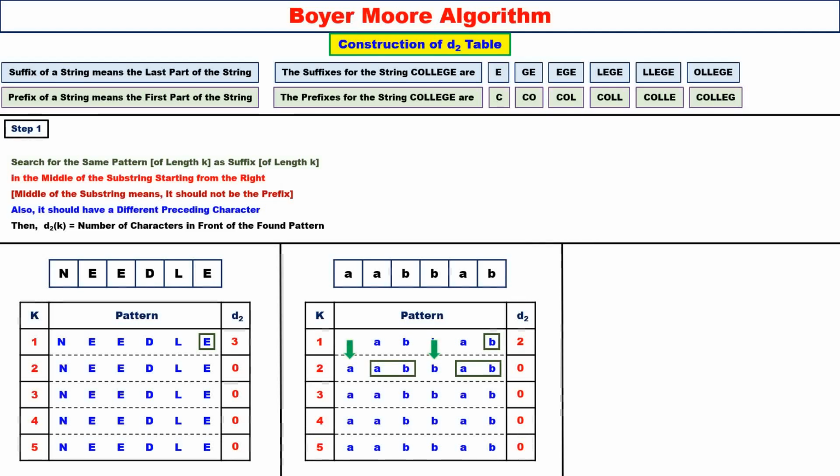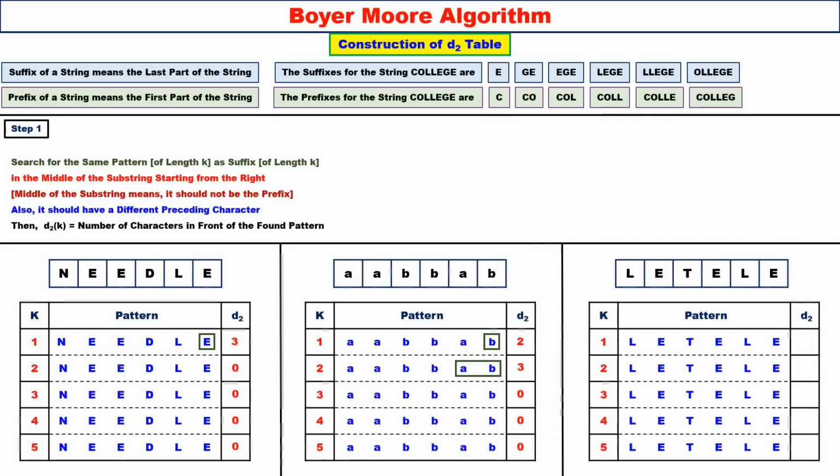Now check the preceding characters. Yes, the preceding characters are different. Therefore, count the number of characters. 1, 2, 3. So initialize it to 3. Yes. Now BAB. Check whether BAB is found in the middle. No, BAB is not found. Don't do anything. BBAB, not found, don't do anything. Again, this suffix is not found, therefore don't do anything.